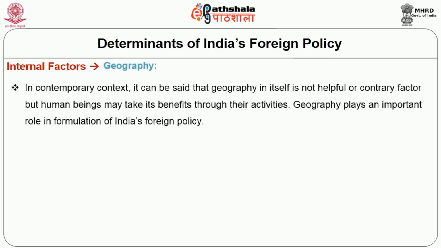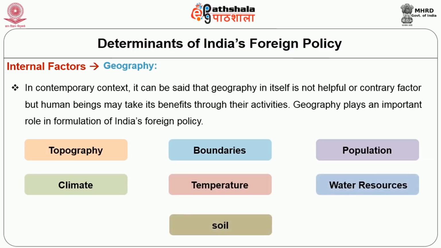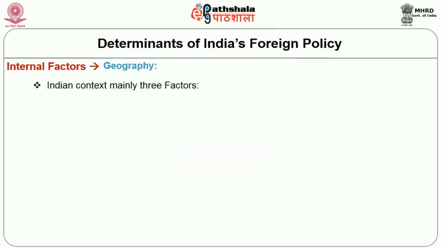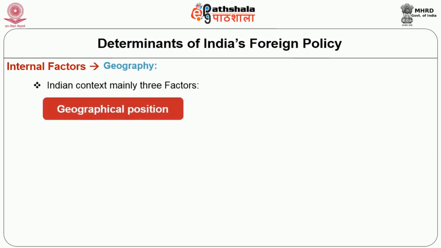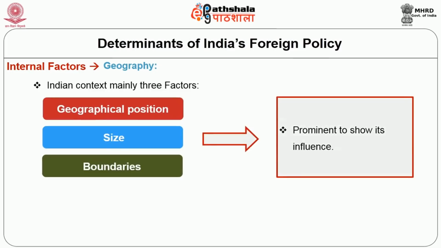In the contemporary context, it can be said that geography in itself is not a helpful or contrary factor, but human beings may take its benefit through their activities. Geography plays an important role in the formulation of India's foreign policy. Size, topography, boundaries, population, climate, temperature, water resources, soil, etc. are all included in geography. But in the Indian context, mainly three factors, geographical position, size, and boundaries, are prominent to show its influence.